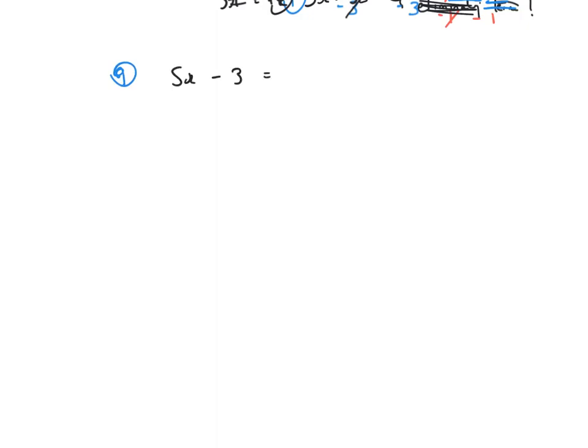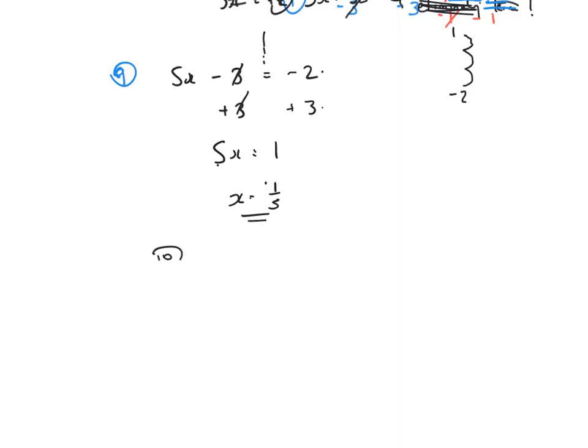Now let's try example 9. 5x minus 3 equals minus 2. Okay, get rid of the minus 3 by adding 3 to both sides. Okay, they'll cancel out, minus 3 plus 3, and I'm left with 5x equals minus 2 plus 3. If you think about minus 2 plus 3, that will take you up to 1. And then bring the 5 down, divide, and that's x equals 1 over 5. Final answer.